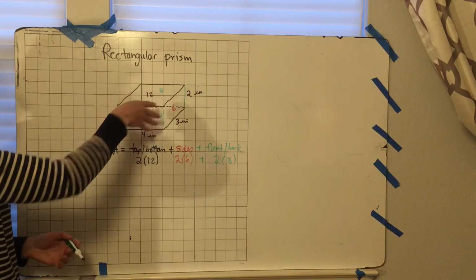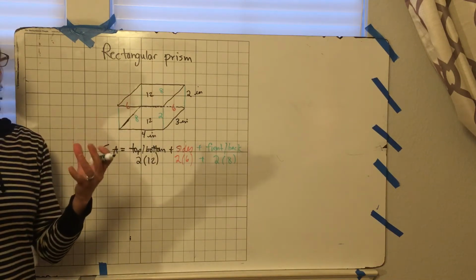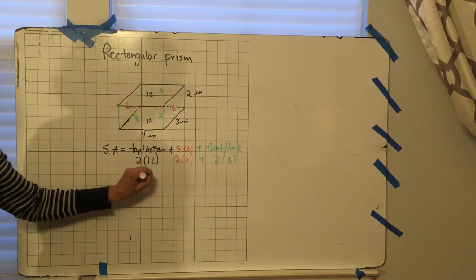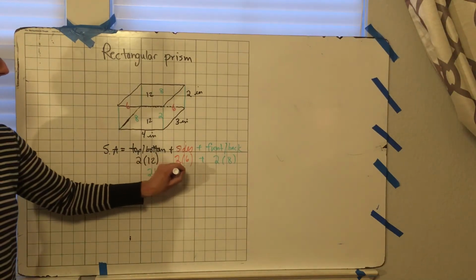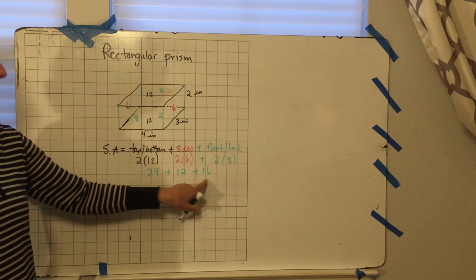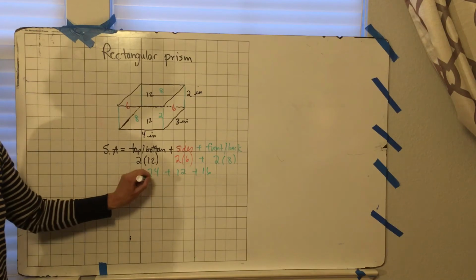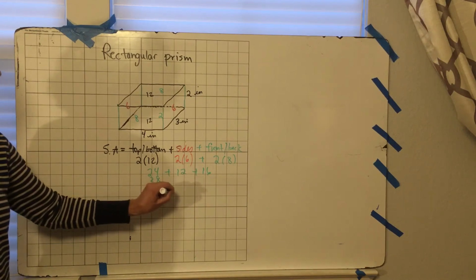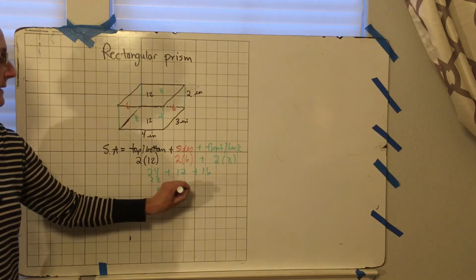I know the picture gets kind of busy and it's hard to see, so just make sure you follow each one a little separately. So this one's 24 plus 12 plus 16, and then you just simply add those up. So these add up to 28, and then 28 plus 24 is 52, and this is inches squared.